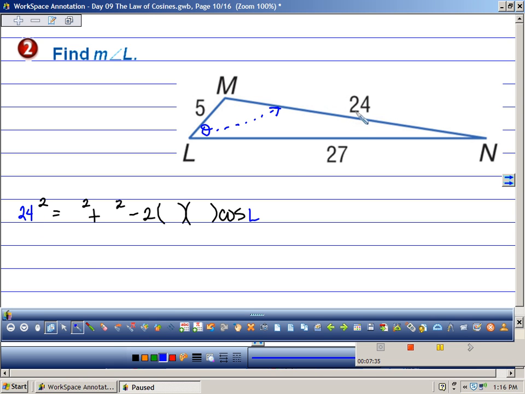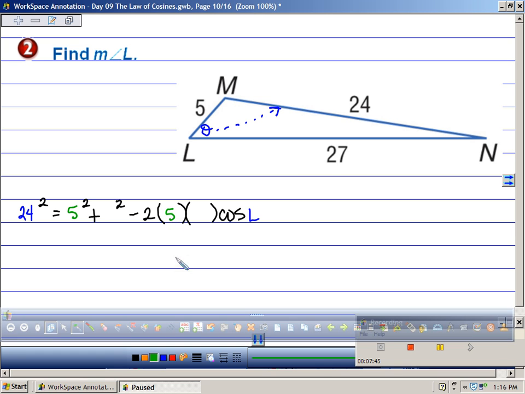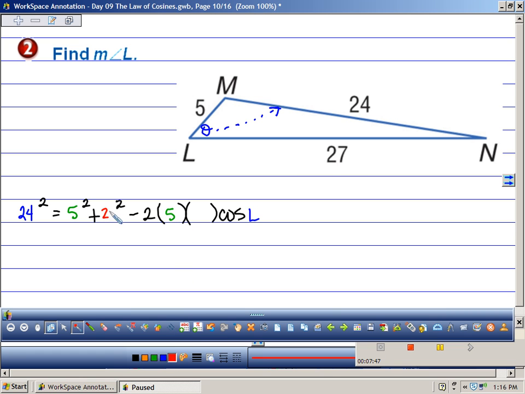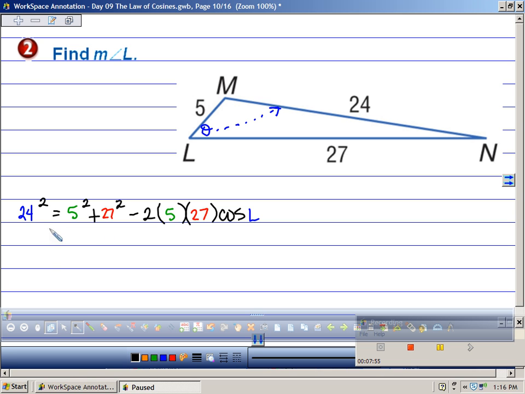All right, so we've got 24 taken care of, so all I've got to do is worry about the other two sides. So I've got 5 that needs to be squared and multiplied, and 27 that needs to be squared and multiplied. A little easier now? Okay. I'm going to go a little bit fast on this one because I've got all these numbers written out to begin with. So I've got 576 minus 5 squared plus 27 squared, which is 754.